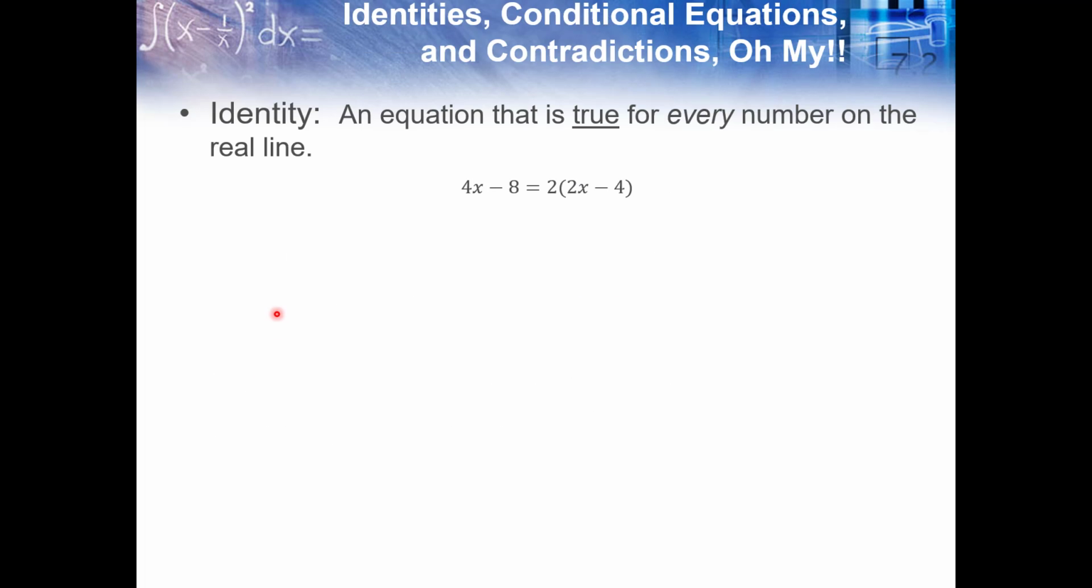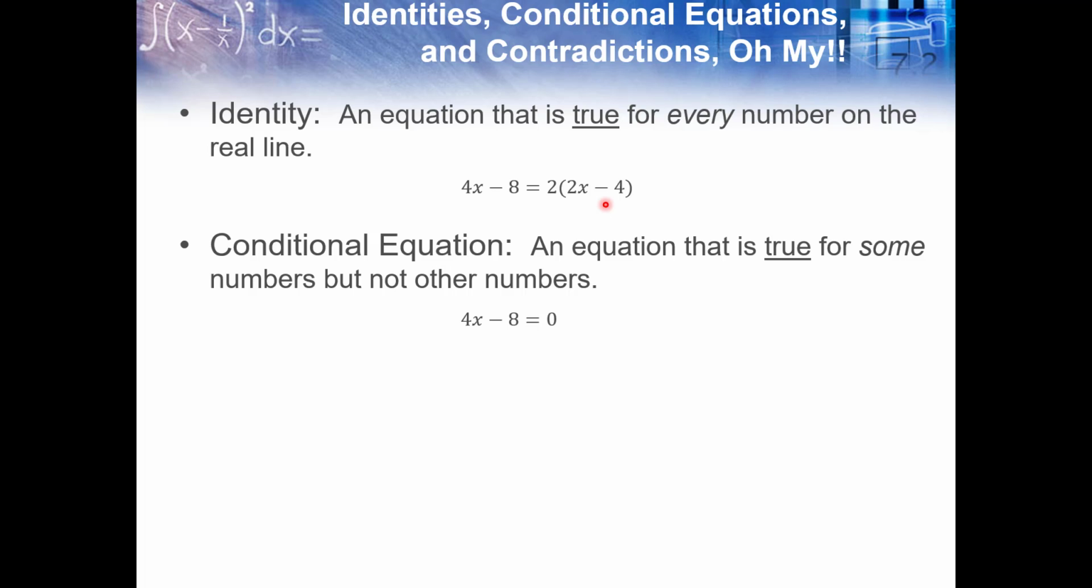Well, an identity is an equation that is true for every single number on the real line. Here's an example of an identity. If I actually expanded this, I would have the exact same thing on both sides of the equation, so it would be true for any value of x.